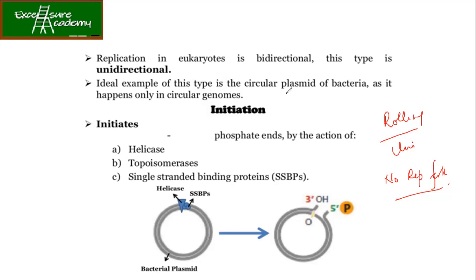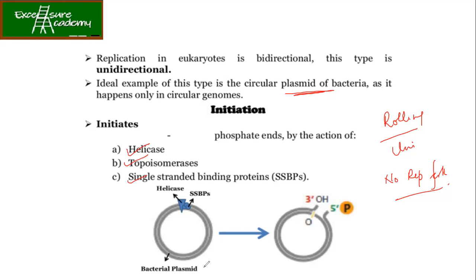This happens only in the case of the circular plasmid of bacteria. Circular genomes only. This cannot happen in linear DNA. The name itself tells you: it's a rolling circle, so it is rolling. That is only possible in the case of a circular DNA, right? Now how is it going to initiate? It is going to initiate by the action of helicase, topoisomerase, and SSB.